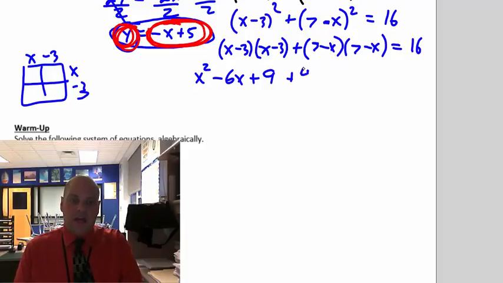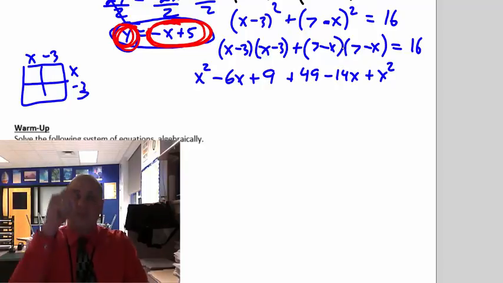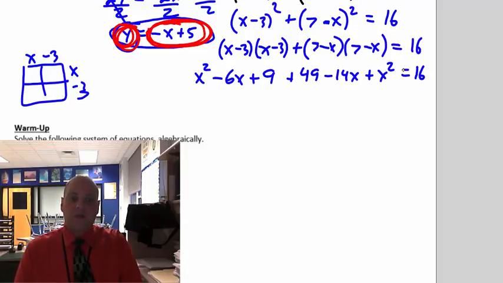This one's going to be 49 minus 14x plus x squared. Again, draw yourself a little table. 7 minus x, 7 minus x. Multiply it out, tabular method, and you'll see it comes out to this. Us advanced people will see it easier. X squared and x squared, and that's okay. If you need to draw it out, it's okay. 2x squared, negative 6x, and negative 14x is negative 20x. We're just combining like terms. And 9 and 49 is 58.